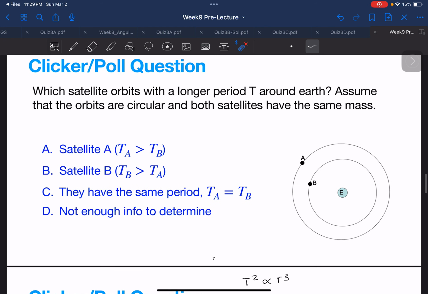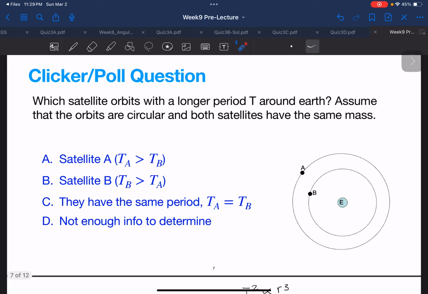So let's try this example. Go ahead and pause the video and try this problem out.